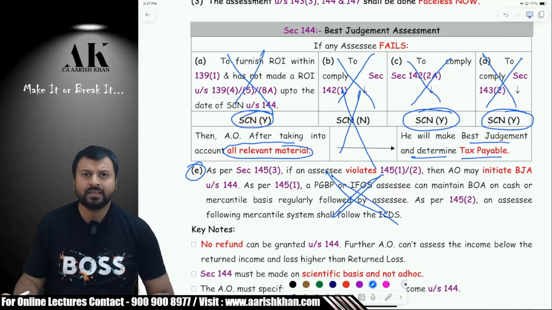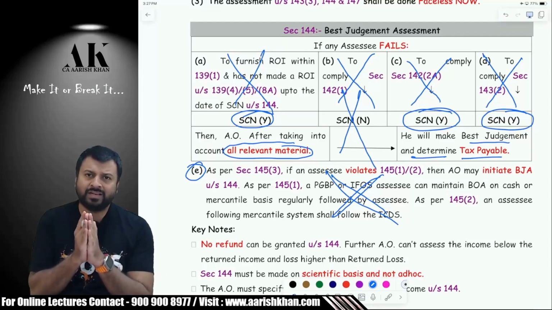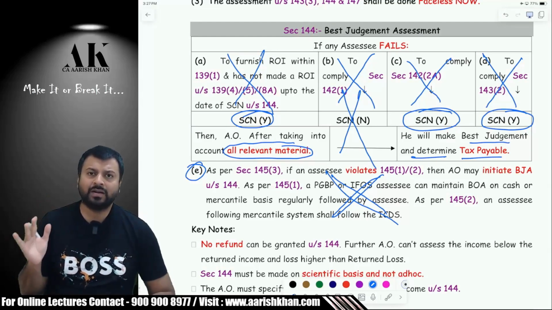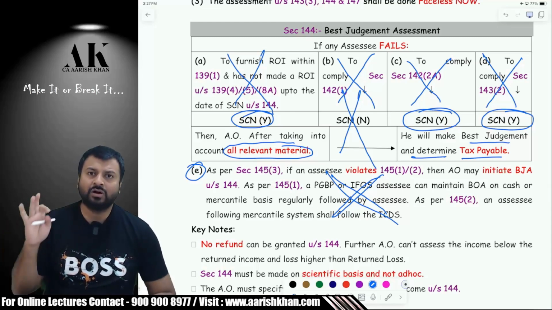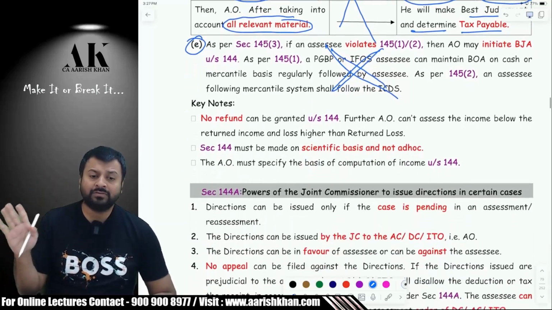Now, after taking into account all relevant material, the AO will make the best judgment assessment and will determine the tax payable. Sir, will refund come under this section? I am really sorry, a refund cannot come under 144. 144 cannot give you refund under the income tax law. Refund is allowed under 143(1). Refund is allowed under 143(3) also. But under 144, refund is not possible. Refund will not be given to you under 144.